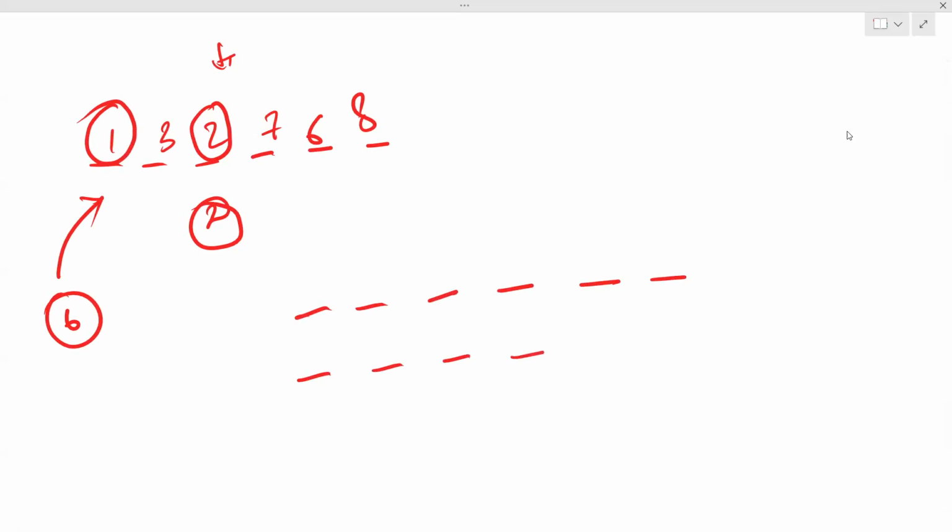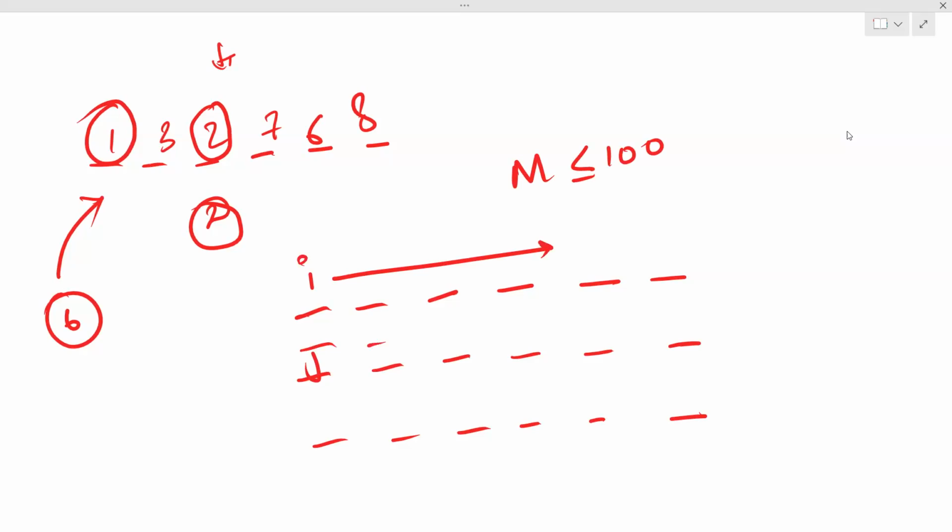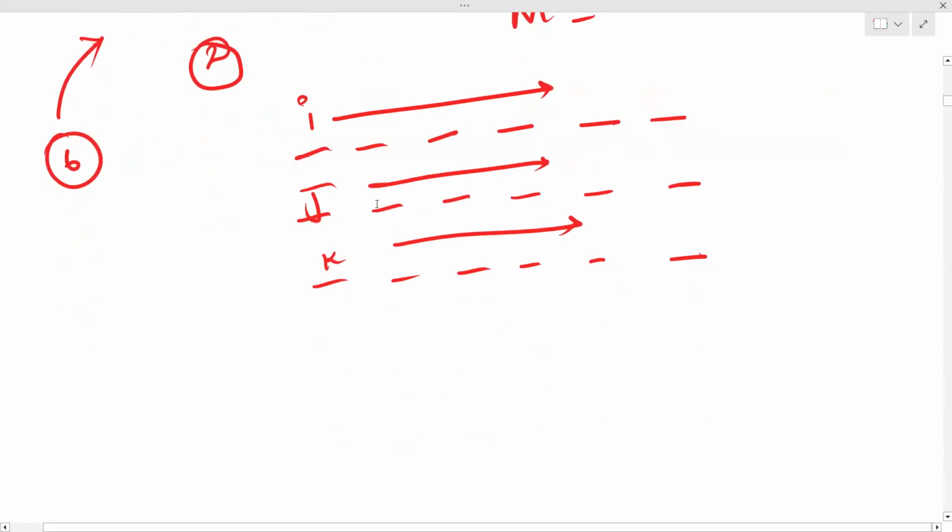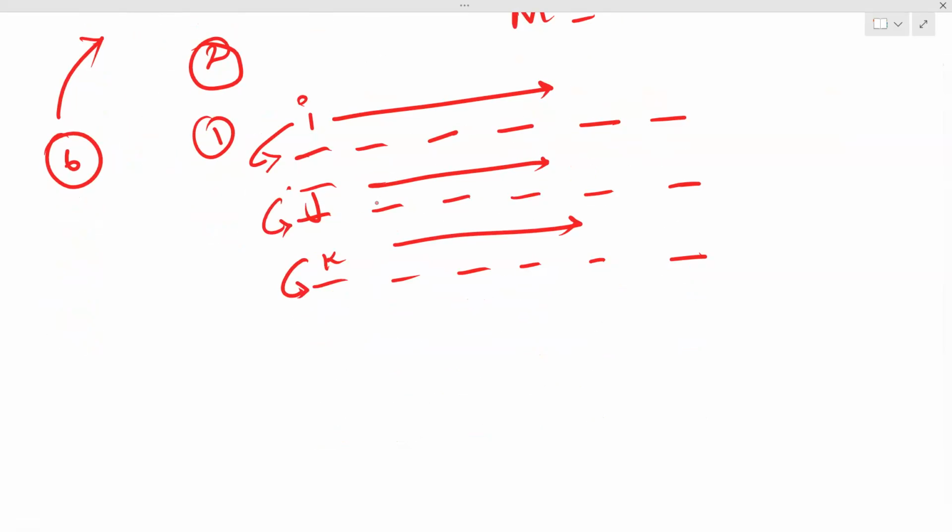Assume that you're given 3 strings, and the length of each is up to m, where m is less than or equal to 100. So we can just brute force. Our i will go from 0 to m, our j will go from 0 to m, and our k will also go from 0 to m. So I'm assuming that I will stop this reel at i, this reel at j, and this reel at k.